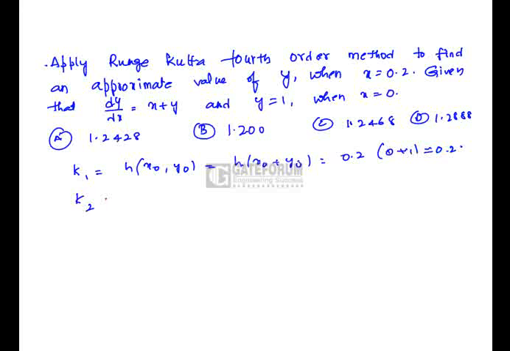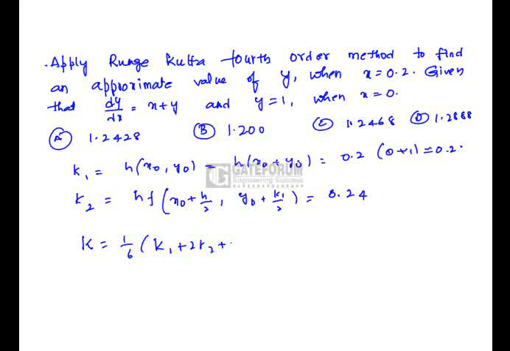Now let us take k2, the second approximation. It is nothing but h of f of x naught plus h by 2, y naught plus k1 by 2. This value will be approximately 0.24 if you simplify. Then k is nothing but 1 by 6 times k1 plus 2k2 plus 2k3 plus k4, and this simplification will be 0.2428, and y is nothing but 1 plus this k, which is 0.2428. Approximately the answer is 1.2428, which is nothing but option A.